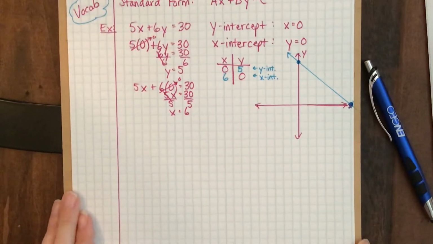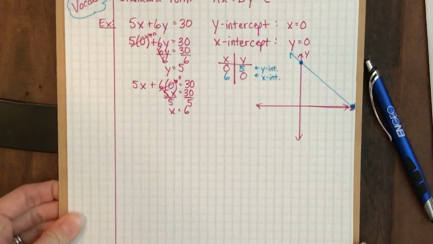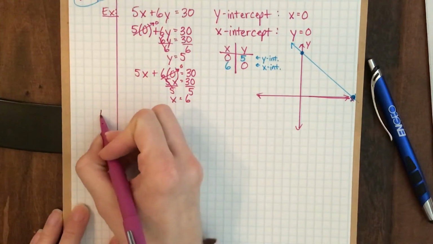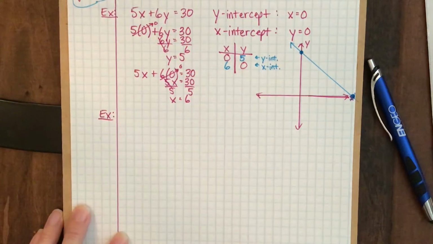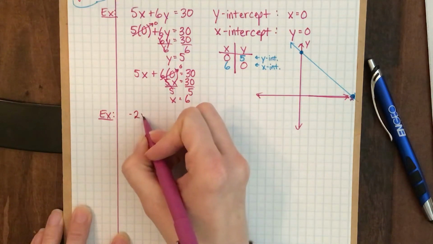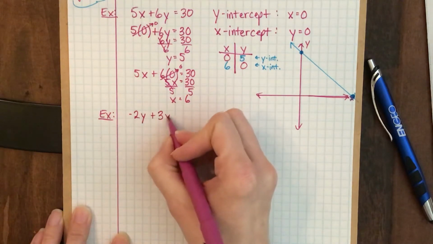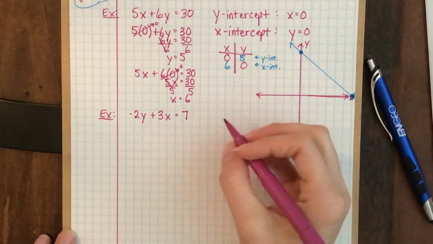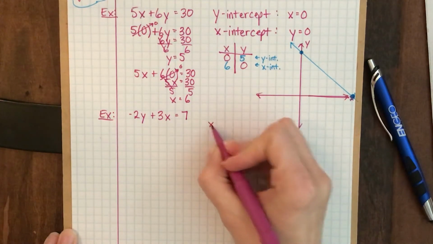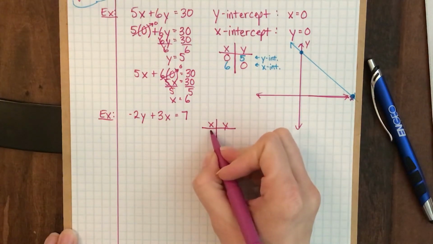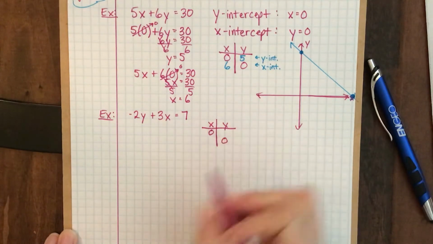So let's go ahead and do another example. Let me scoot this up a little bit. All right, let's look at the equation: negative 2y plus 3x is equal to 7. So we are going to find the x-intercept and the y-intercept. I'm just going to put together a small table here. We're going to find out what y is when x is 0 and what x is when y is 0.